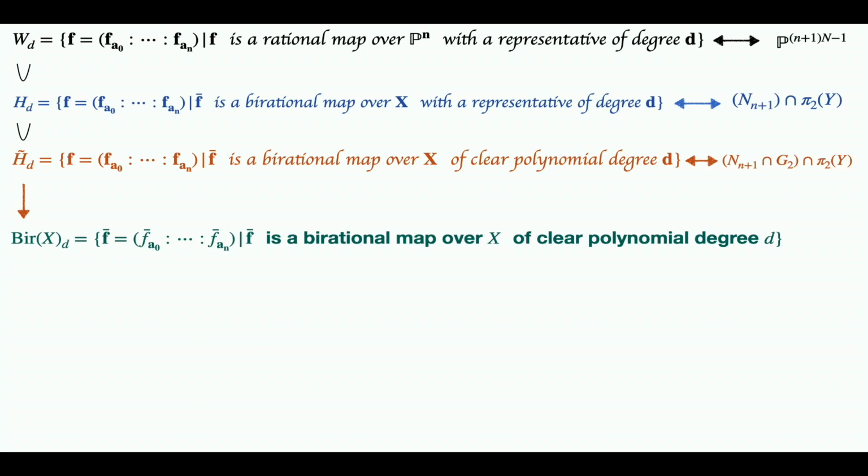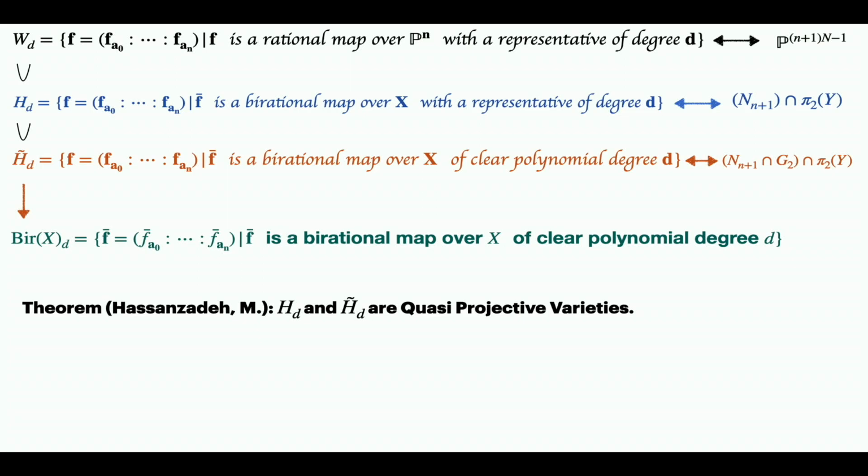Actually, these sets here, we have a closed set in the proof, and we have shown that this dominancy locus is an open set. And here we had two open sets, one corresponding to the clear degree, another corresponding to the dominant. And the intersection with this closed set shows that actually H_d and H tilde of d are quasi-projective varieties.